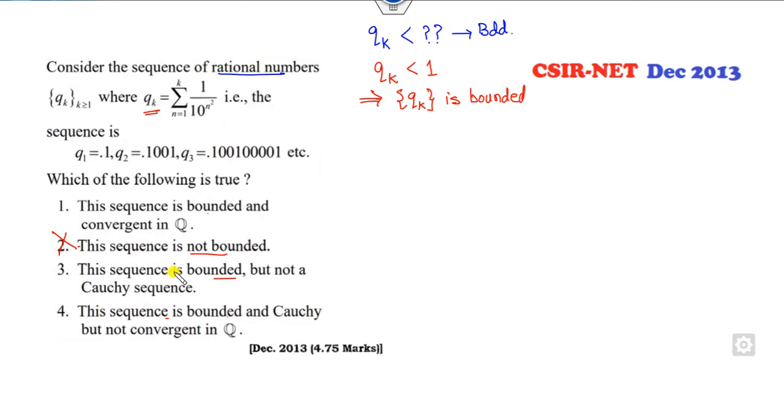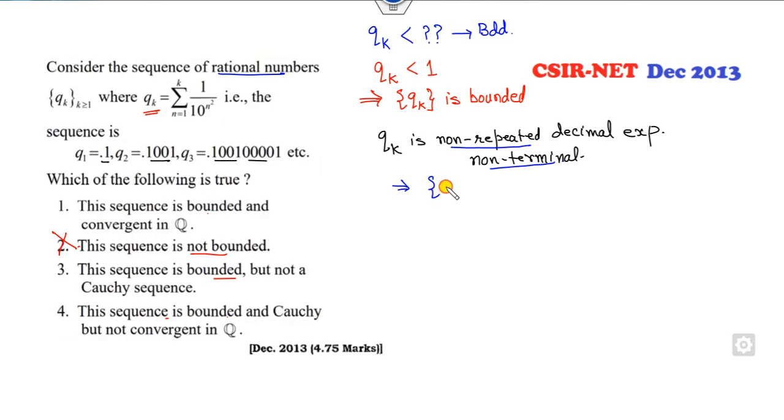Fine. The sequence is bounded. Now when will it be convergent? Look at this Qk, what kind of series is it? 0.1, 0.101. It's a non-repeating series, a non-repeating decimal expansion. Also you can say it's non-terminating. Whenever a sequence satisfies this non-repeating property, what is the meaning of that? This sequence is always convergent. But the question arises, is it convergent to Q or not? It is always convergent to an irrational number.